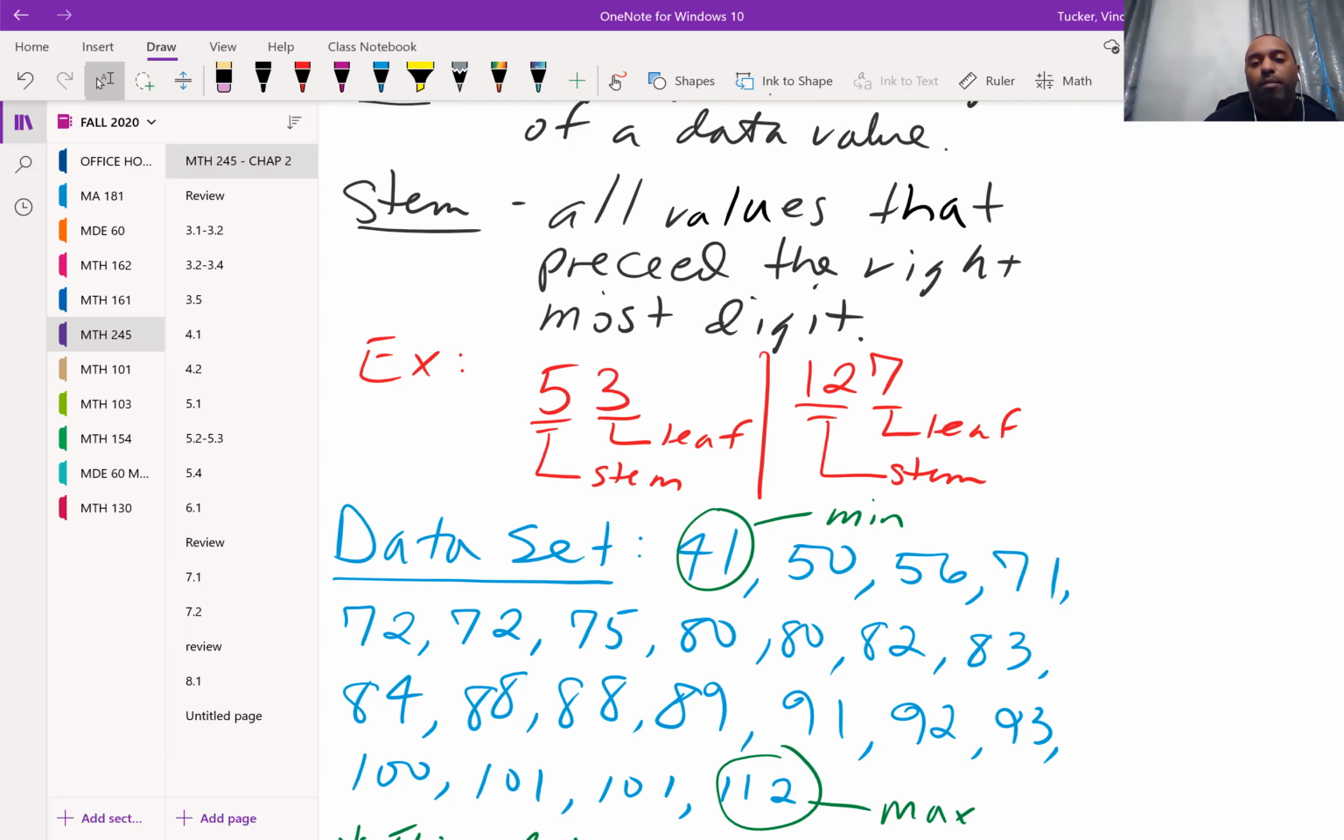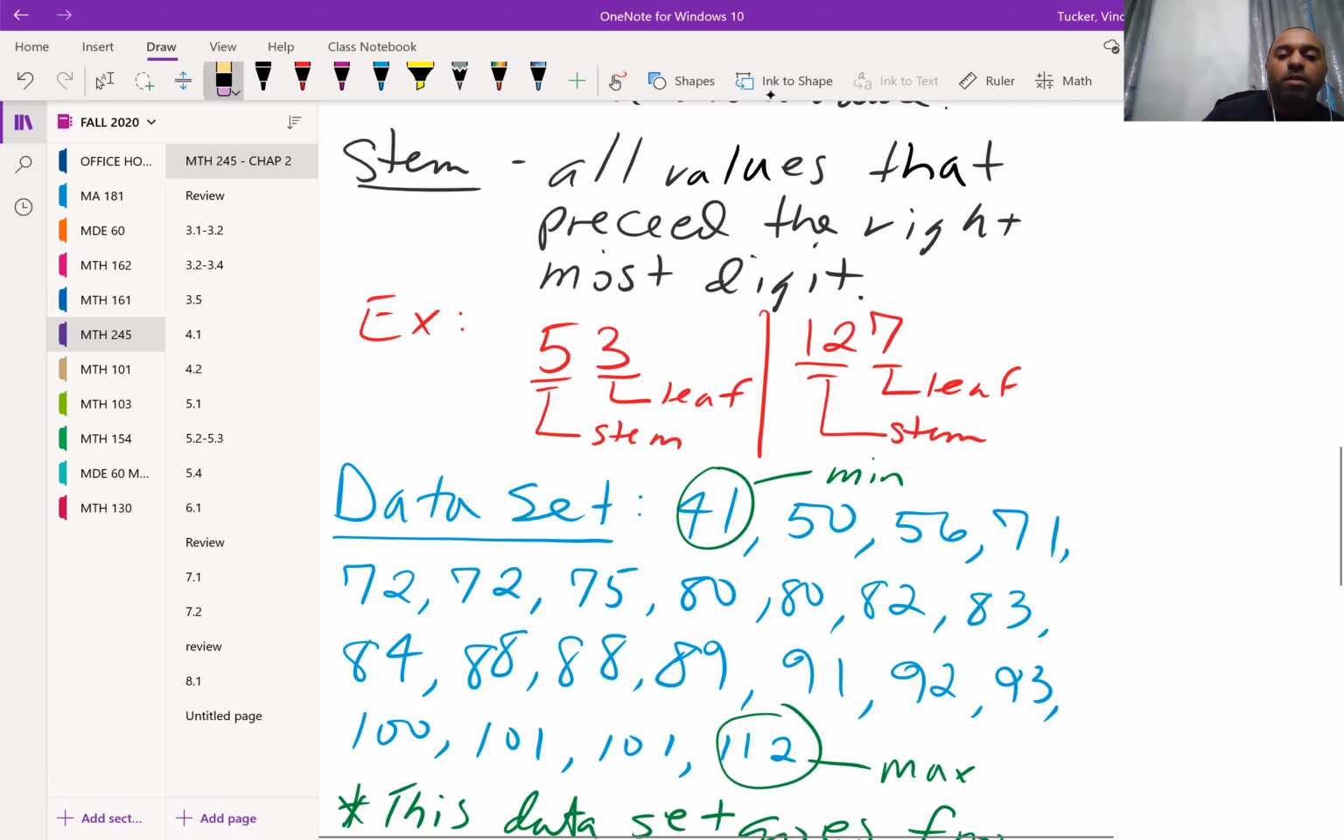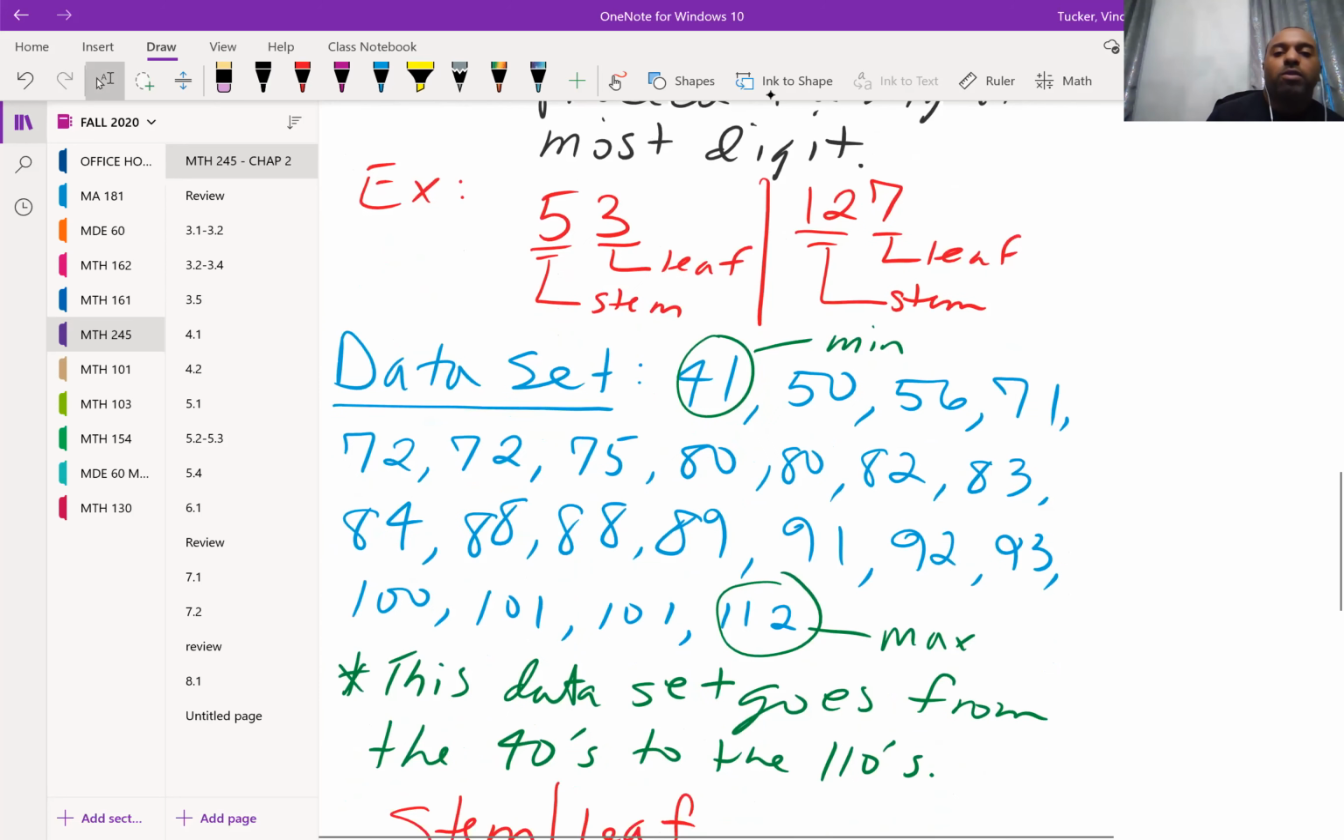So we got our minimum. See, I marked off the minimum and our maximum value. You'll see why in a second. We'll give you guys a chance to write the stuff down before I go all the way in as far as creating this stem leaf plot. All right. So looking at our minimum and maximum, with the minimum being 41 and the maximum being 112, this data set goes from the 40s to the 110s.